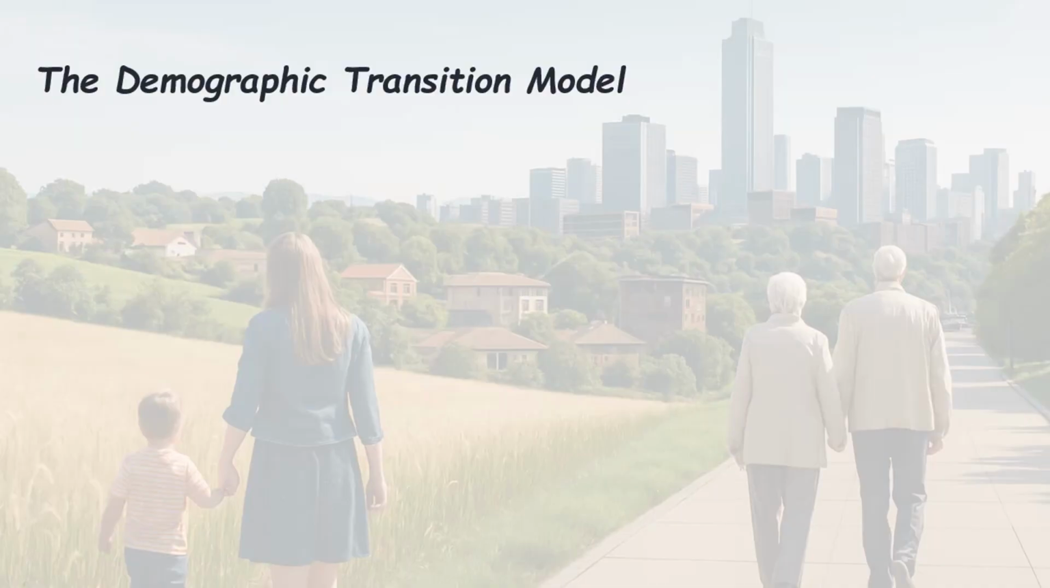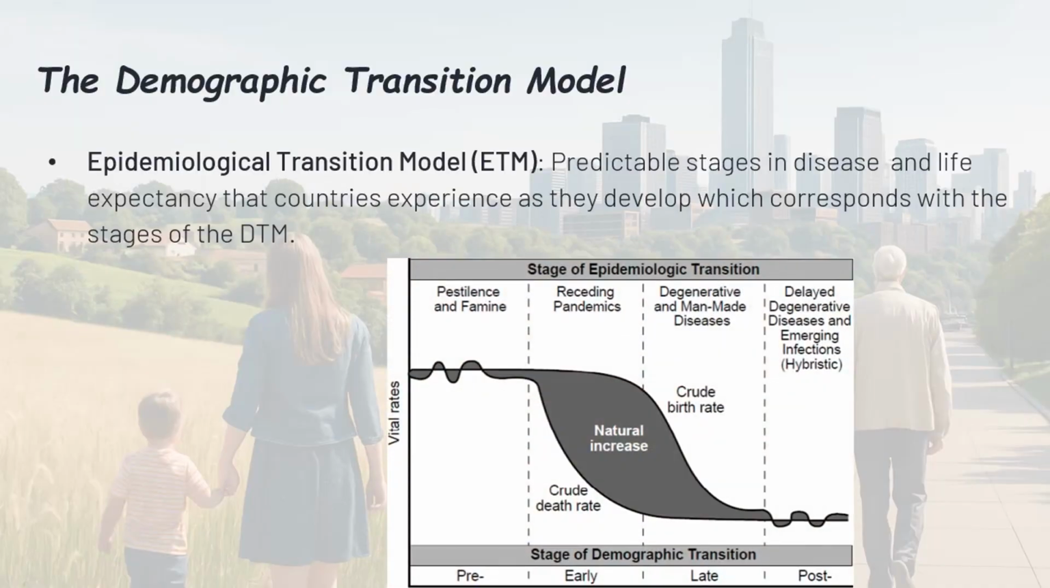Before we dive deep into the demographic transition model, here's a quick preview of something closely connected: the epidemiological transition model, or ETM. This model looks at predictable stages of disease and life expectancy that countries go through as they develop. For example, in the earliest stages, populations struggle with famine and epidemics. Later on, as societies modernize, chronic illnesses like heart disease or cancer become more common. The ETM lines up with the stages of the DTM, but we're going to hold off on exploring this one until after we've worked through all 5 stages of the DTM. So keep this chart in the back of your mind. It'll make a lot more sense once we've covered the basics of population change.